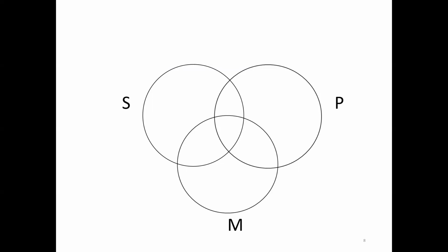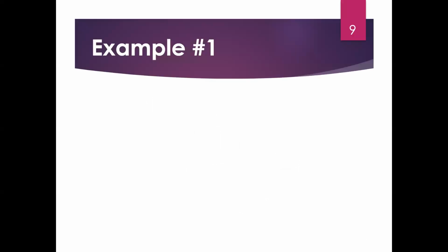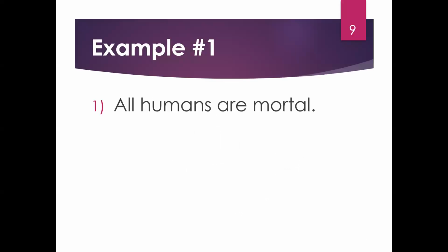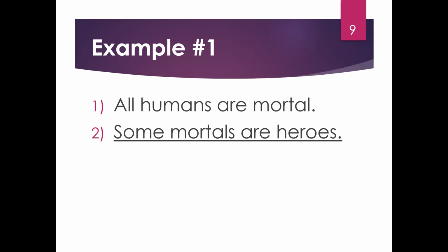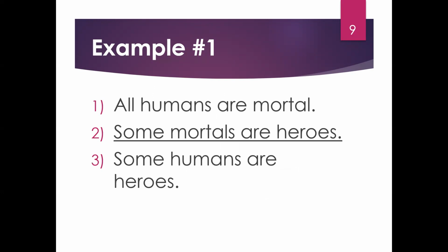So we have the 3 interlocking circles as such. So here's an example of an argument. All humans are mortal. Some mortals are heroes, and some humans are heroes is our conclusion of this argument. So these are categorical sentences.